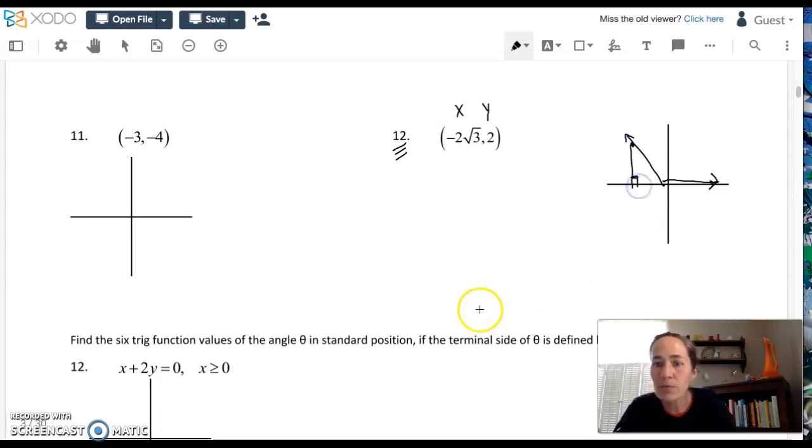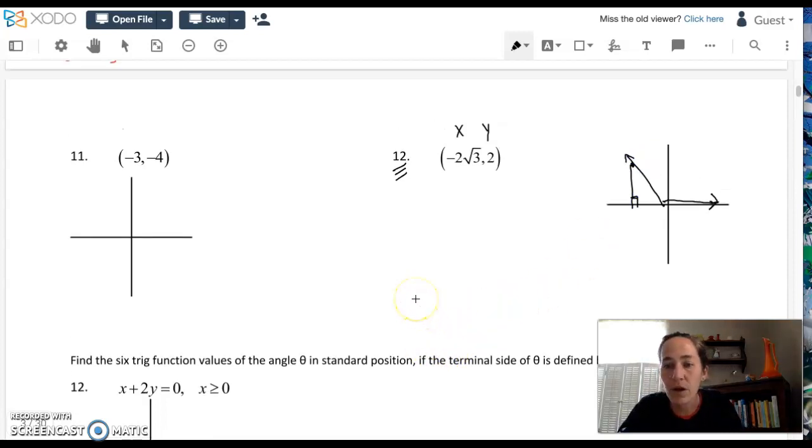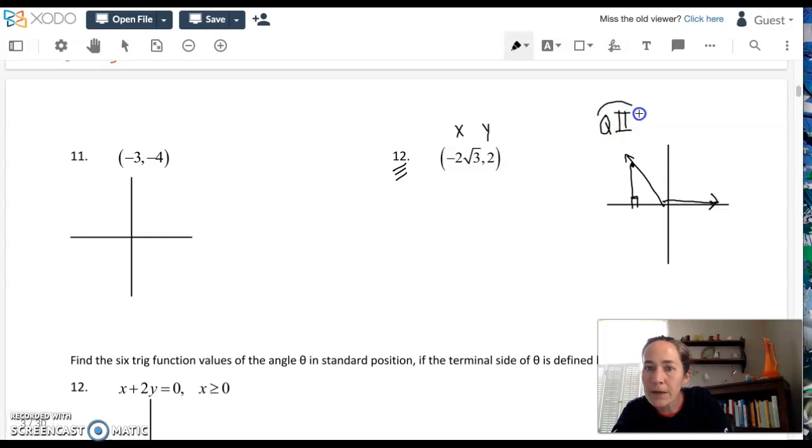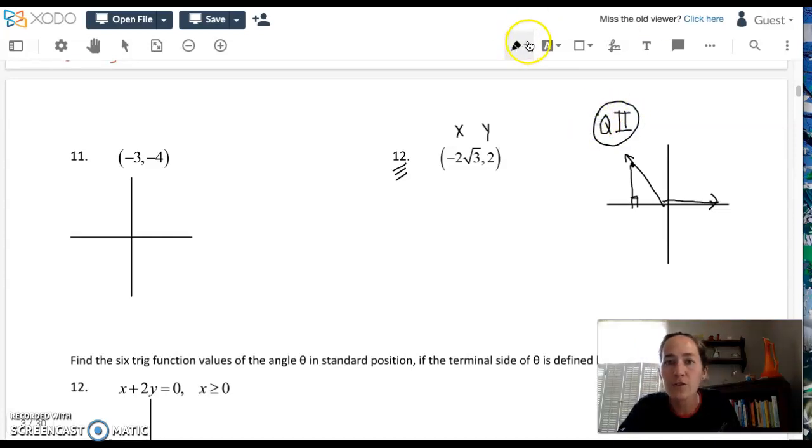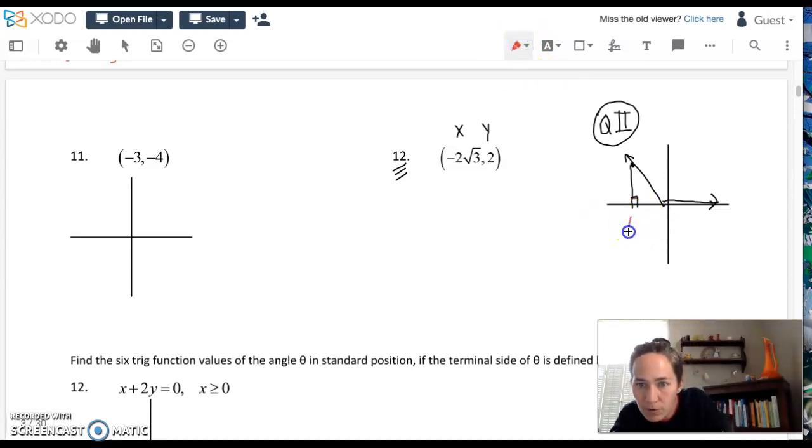In that last problem we just did, we were in quadrant 1 and we got all positive values. Here, what quadrant are we in? We're in quadrant 2, keep that in mind. And I want to pay close attention to how many positive and how many negative answers we get. So for that reason, when I label the sides of this, I'm just going to do this for my own personal help.